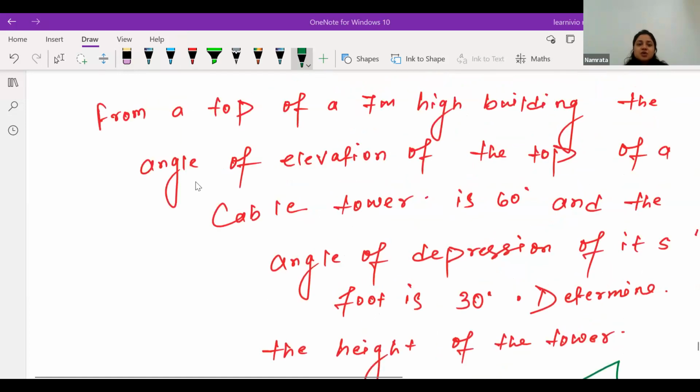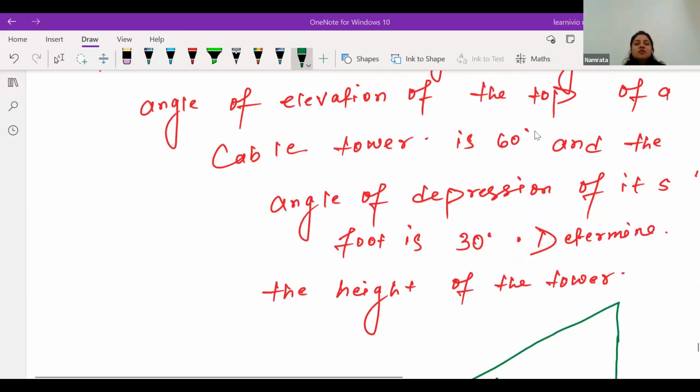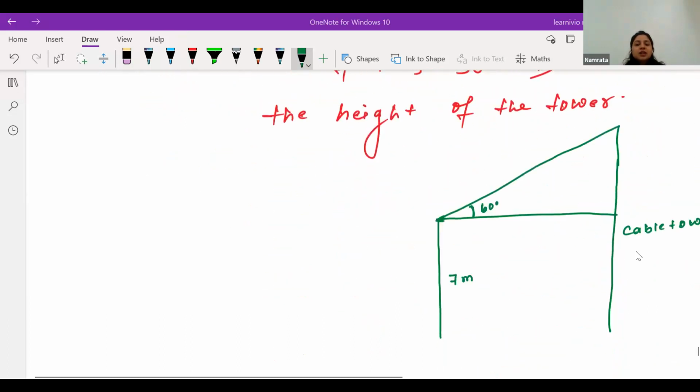Okay. So here it says that from the top of a 7-meter high building, the angle of elevation of the top of a cable tower is 60 degrees. We have drawn it accordingly. That is the cable tower. This is the building.